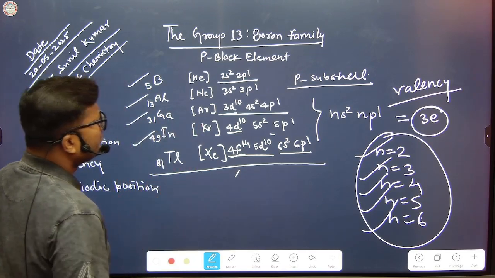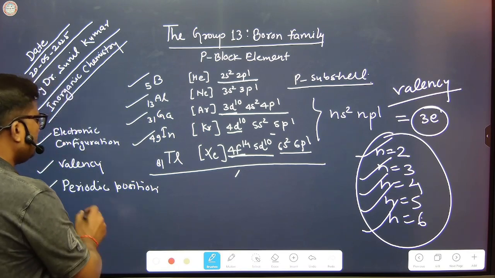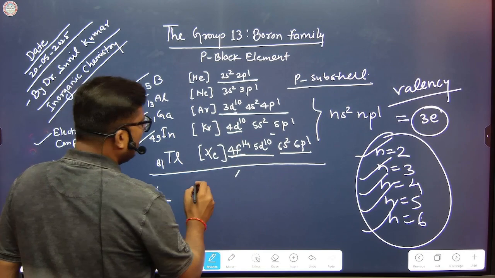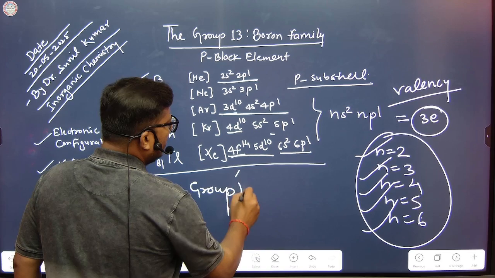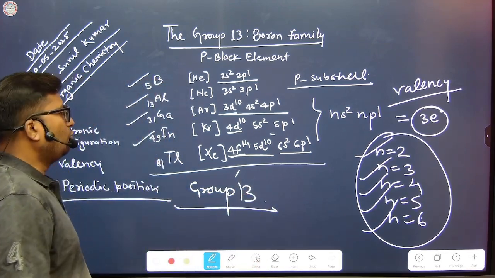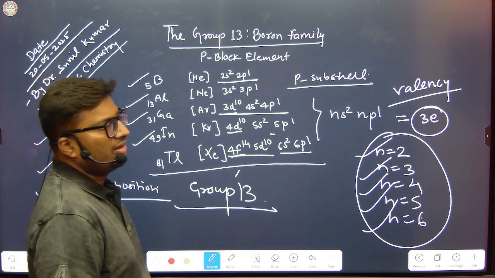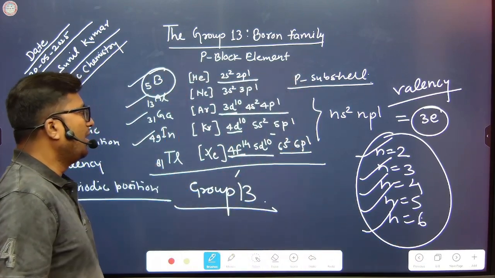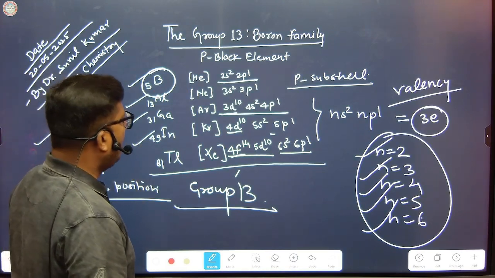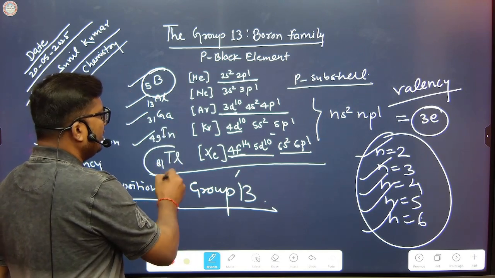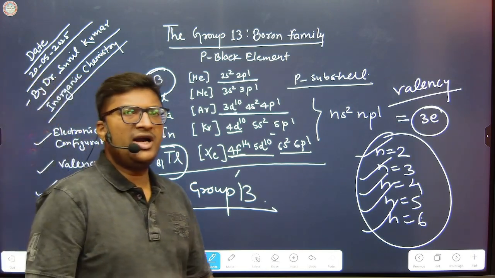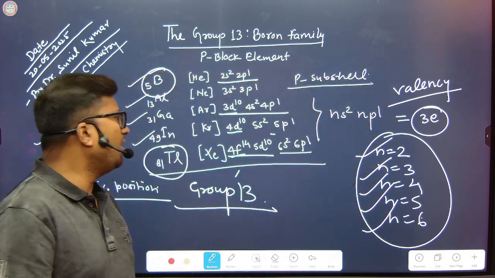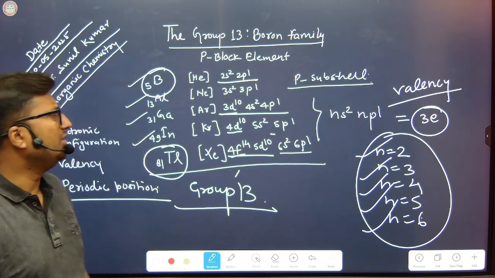Now from the electronic configurations, you can also tell that they are all kept in group 13. And group 13 is known as the boron family. The head of this family is boron, right? So this is boron. And the last member or tail of this class is thallium. Okay, so boron is the lightest element of this group. However, thallium is the heaviest element of this family.